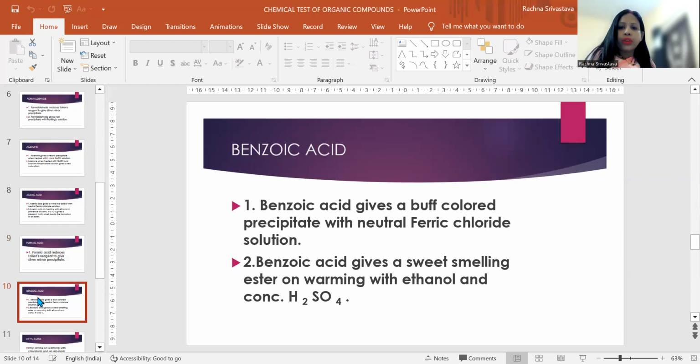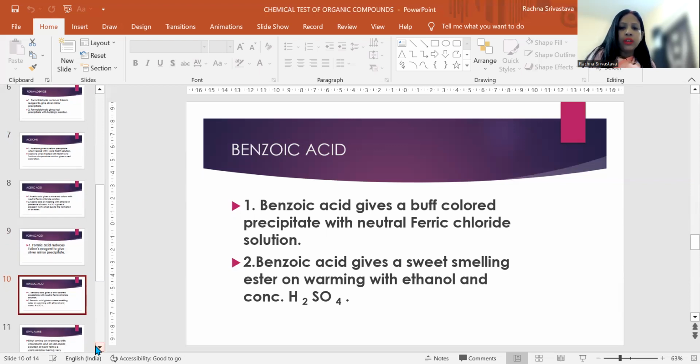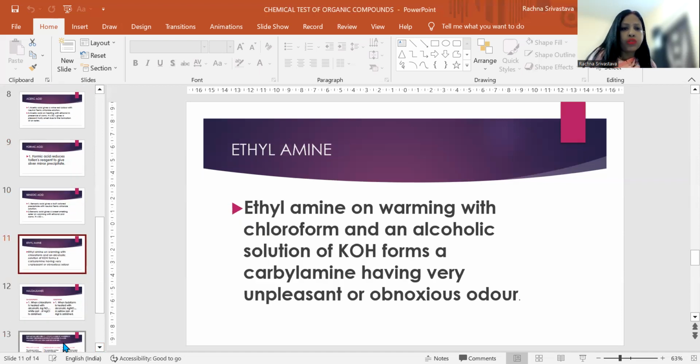Then comes your benzoic acid. Benzoic acid is also treated with neutral FeCl3 solution, but it gives a buff colored PPT. The other one is the esterification reaction: on warming with ethanol and conc H2SO4, it also produces a pleasant sweet smell, or you can say fruity odor.